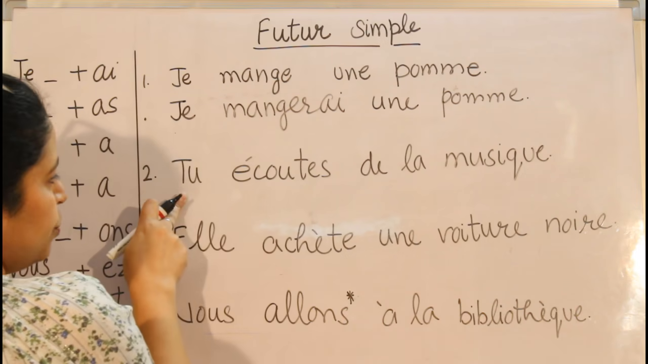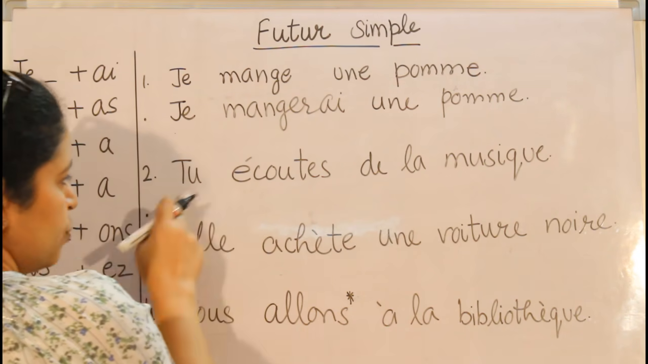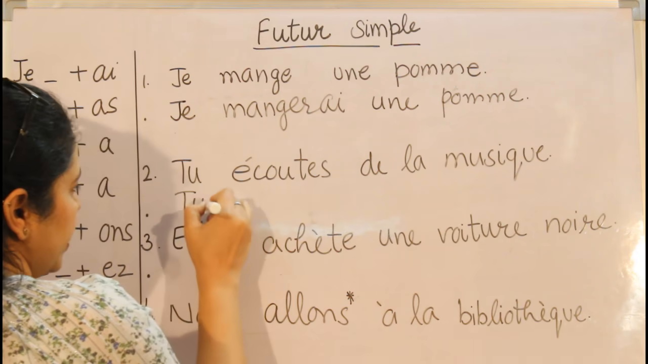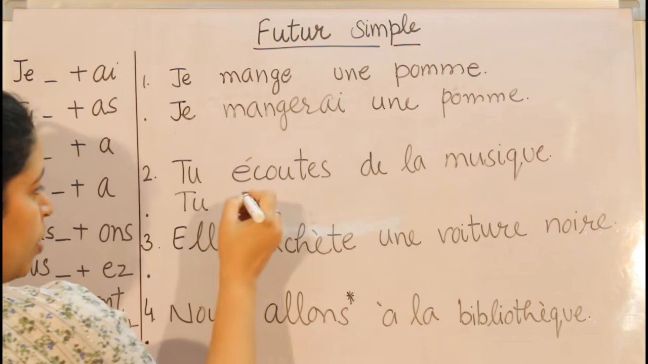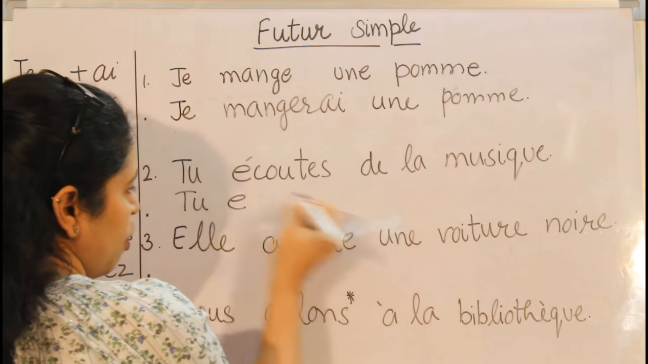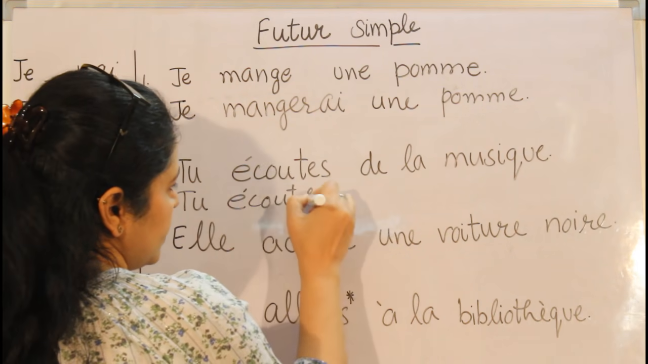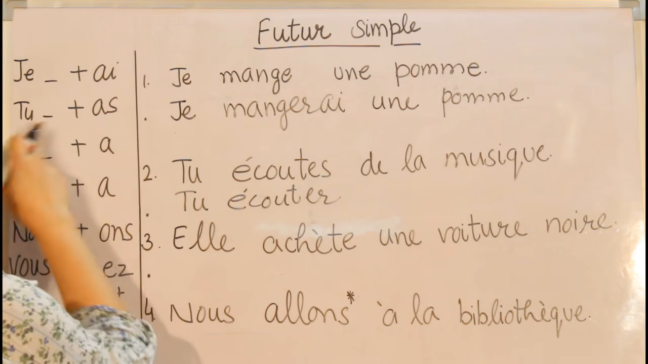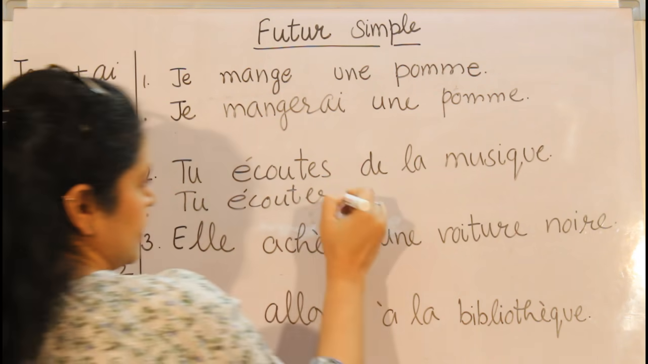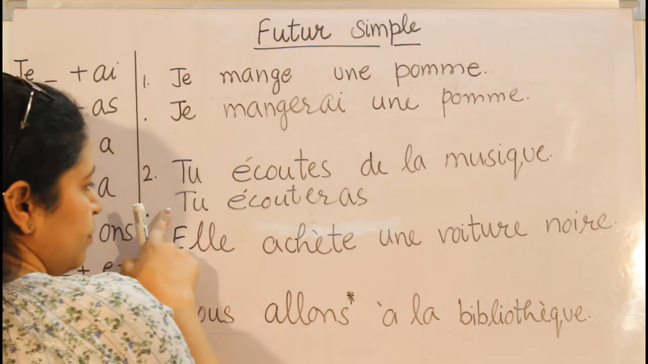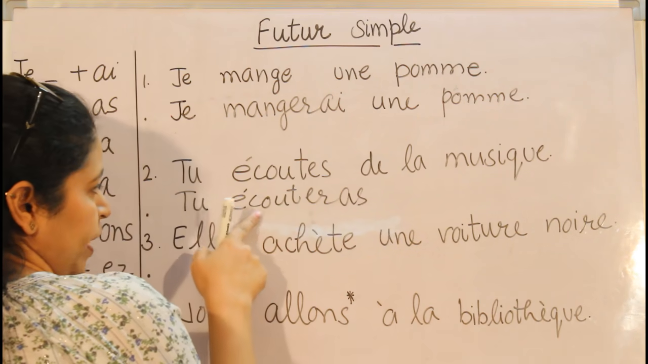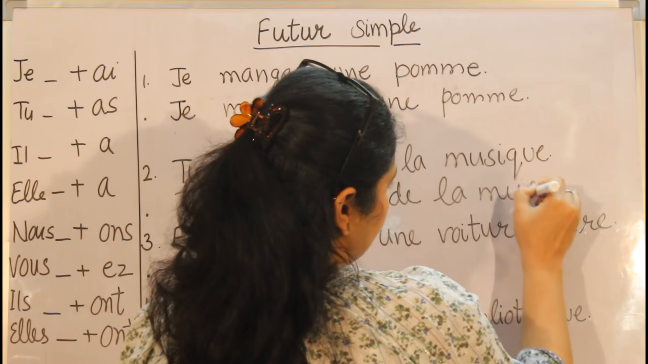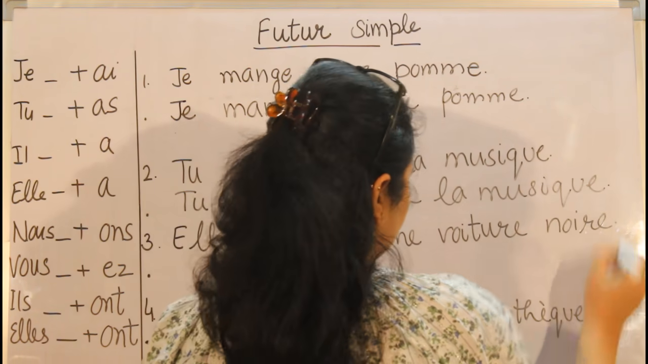Now the next one. Tu écoutes de la musique. You listen to some music. Now how will it be changed again? The pronoun will come as it is. Now the complete form, meaning the infinitive form of the verb, is écouter. We'll write the complete form. Now with tu, the ending is AS. Now it has become tu écouteras. Tu écouteras de la musique, some music.